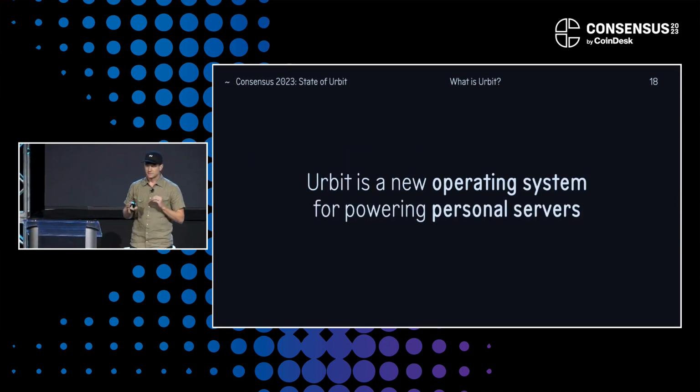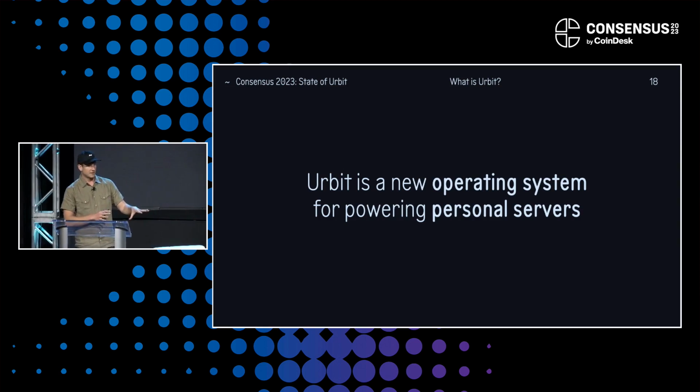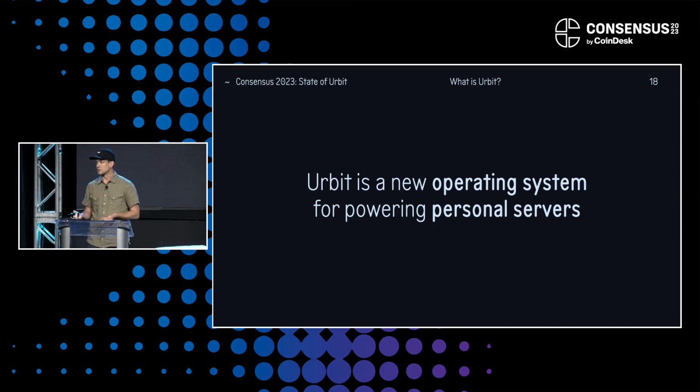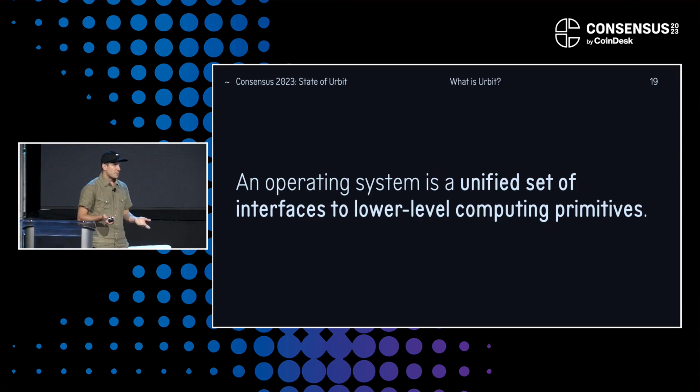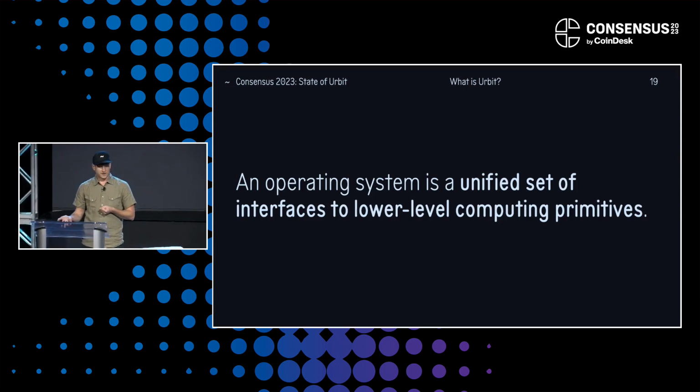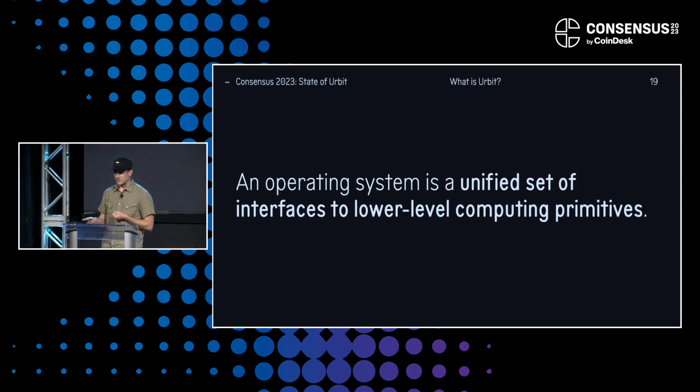Okay, that was a little bit of a rabbit hole. Popping back up, Urbit is a new operating system for powering personal servers. We just talked about personal servers. What's an operating system? Now, if you go to Wikipedia, you're going to get a slightly different definition that's not going to fit on the slide. But this is a good way to think about it.